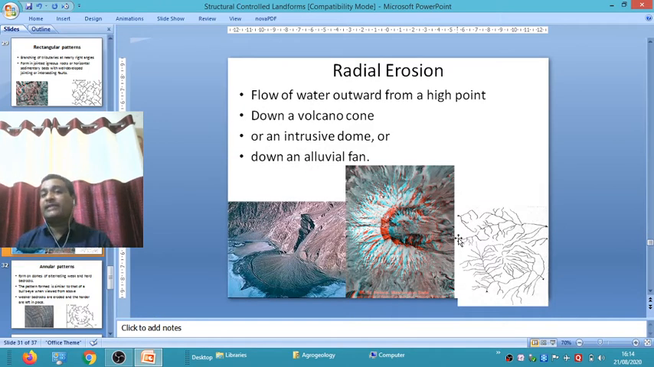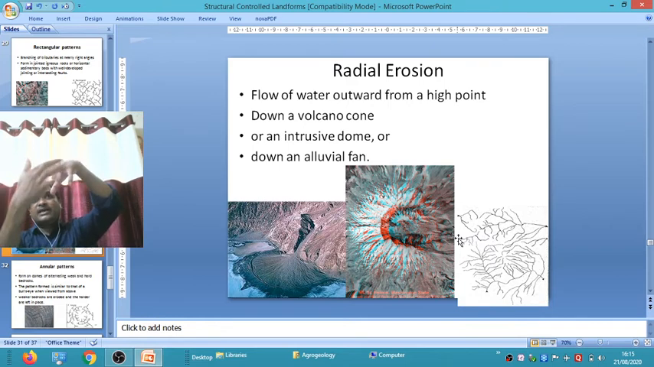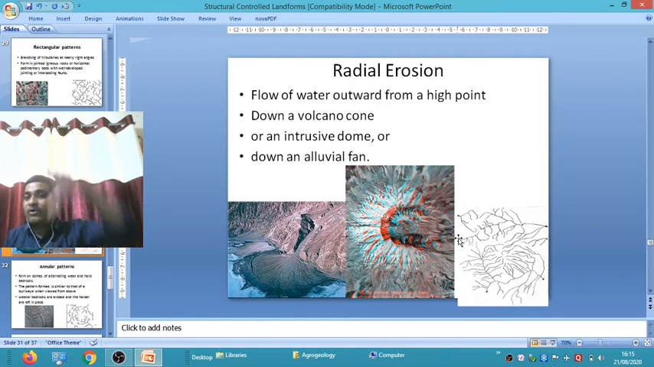Another is the radial type of drainage pattern. Where radial erosion, meaning centric erosion, takes place, the radial drainage pattern forms. Water flows outward from the higher point. Suppose this is the hill, and this is one river, second river, third river, fourth river, all originating from one place, called the radial drainage pattern. You see in this diagram, all the streams come from here and go downward.